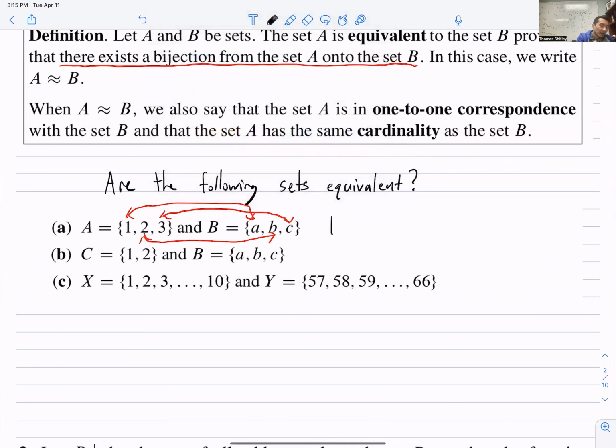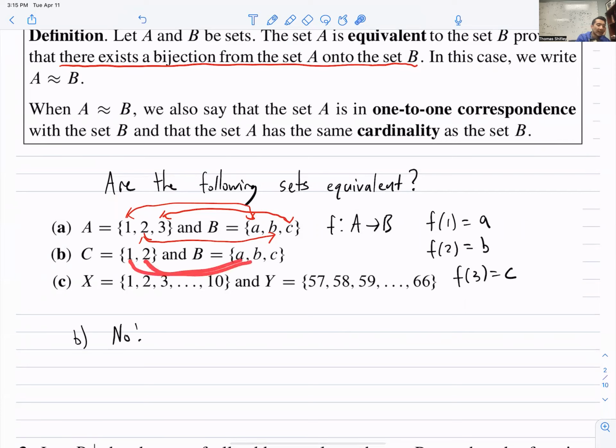So my f from A to B, such that f of 1 is equal to A, f of 2 is equal to B, and f of 3 is equal to C, right? That puts them into a one-to-one correspondence, and so they're the same. B, on the other hand, is not. B is no, because any function from C to B can't be onto. There's no way I can have one arrow and only one arrow and hit.